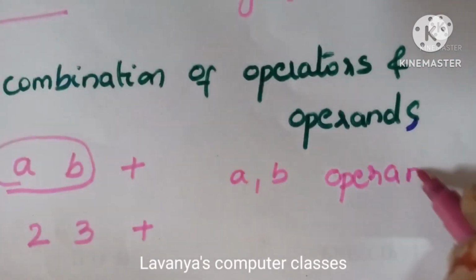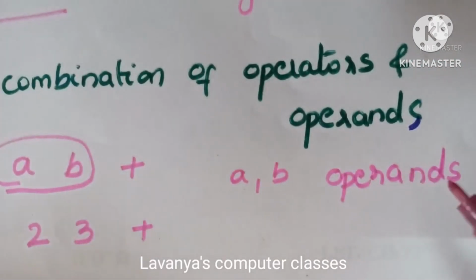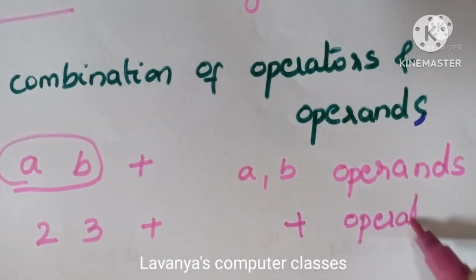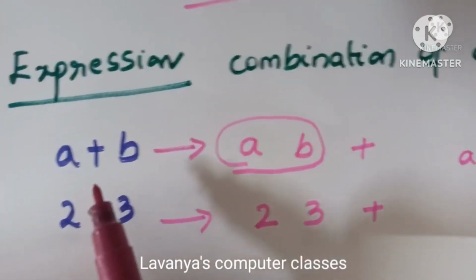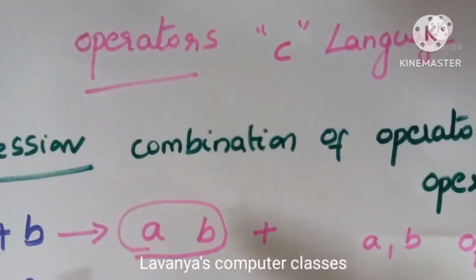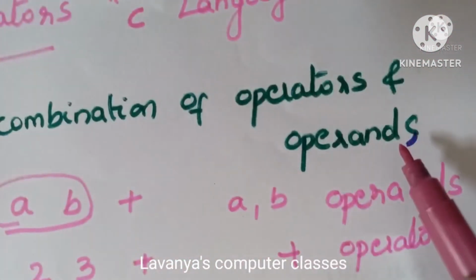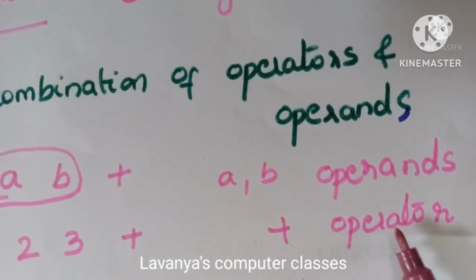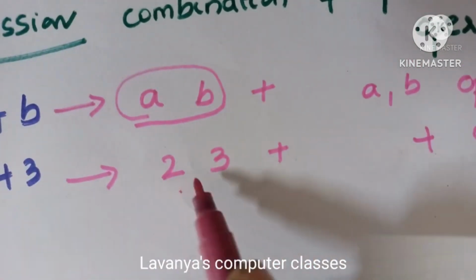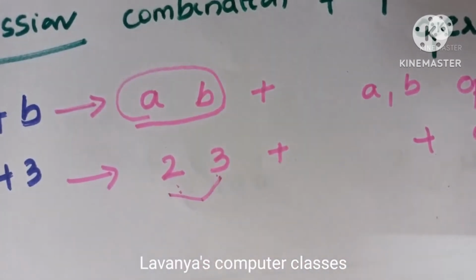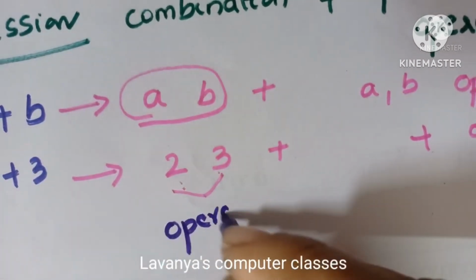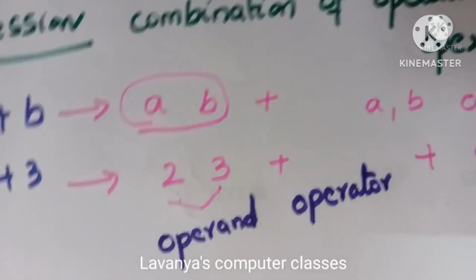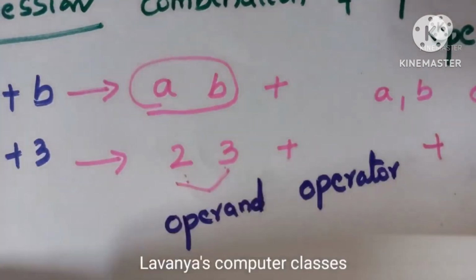In an expression, whatever variables or letters, alphabets are there, those are known as operands. The symbol, in this example plus, is called an operator. So in a plus b, a, b are operands and plus is an operator. In 2 plus 3, 2, 3 are the operands and plus is an operator. That is called an expression. So that is the definition of an expression.